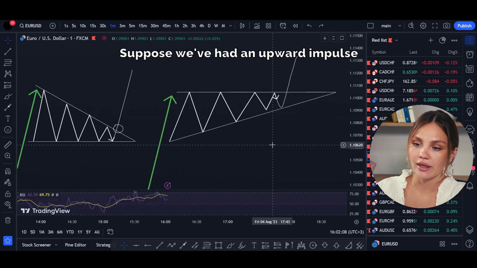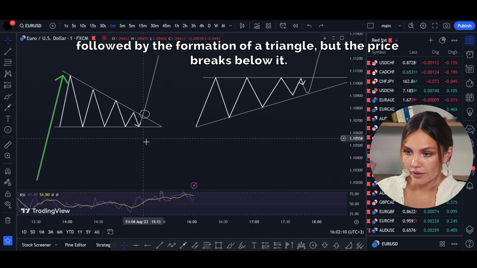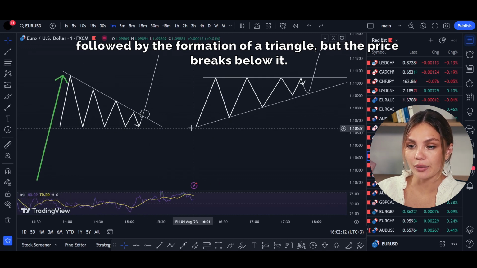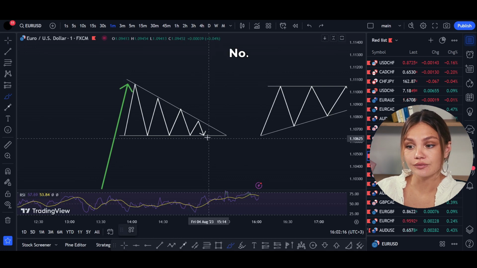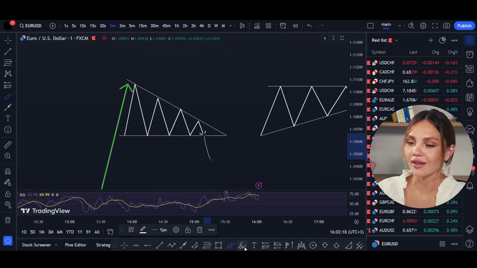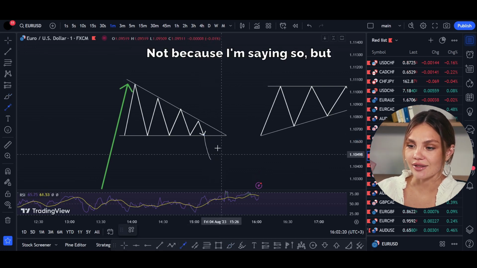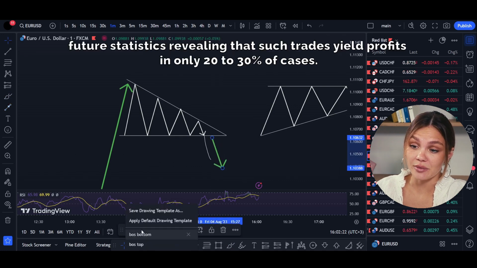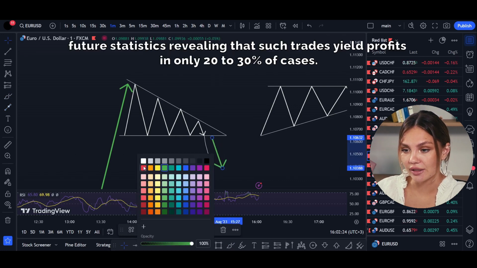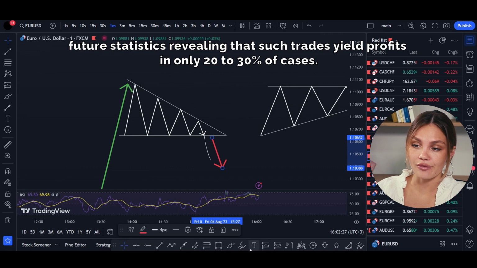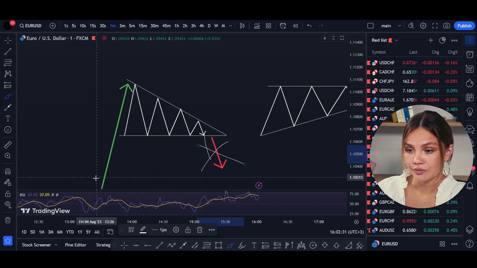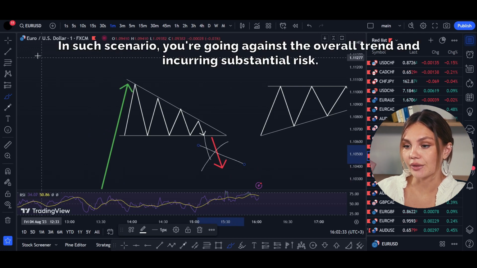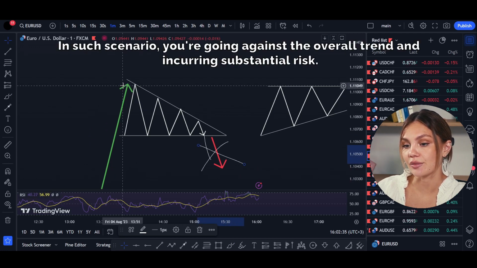Suppose we've had an upward impulse, followed by the formation of a triangle, but the price breaks below it. Should you enter for a decline? No. That would be an ill-advised decision. Not because I'm saying so, but due to statistics revealing that such trades yield profits in only 20 to 30% of cases. In such a scenario, you're going against the overall trend and incurring substantial risk.